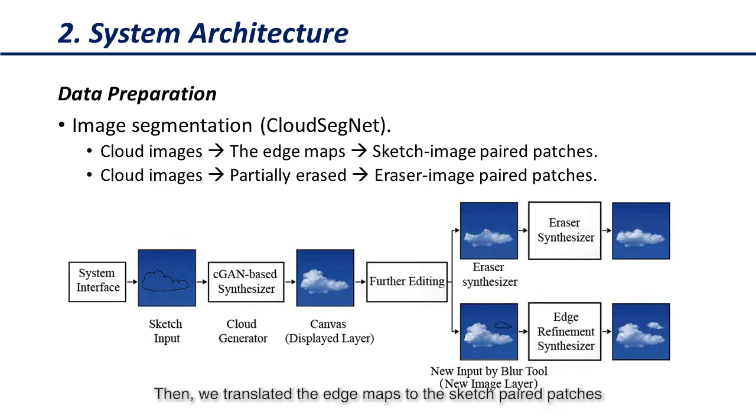Then, we translated the edge maps to the sketch paired patches using the interpolation of SketchRun on the edge maps. The paired data for training the edge refinement generator detected edge hardness, i.e., blurriness, according to the gradient amplitude and threshold of the map. To train the eraser synthesizer, parts of the edges of the clouds were removed randomly and paired with the original image.